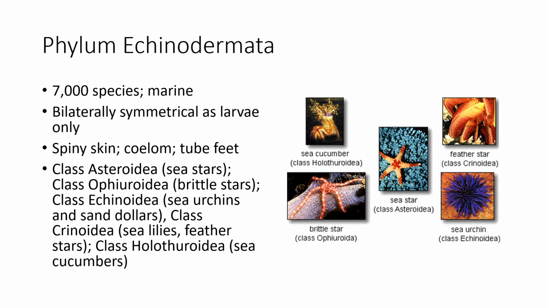You have these different classes. Some of these may be familiar to you, and we'll see some of these in lab. The class Asteroidea are the sea stars. The class Ophiuroidea are the brittle stars. The class Echinoidea are the sea urchins and sand dollars. Your class Crinoidea are your sea lilies and feather stars. And your class Holothuroidea are your sea cucumbers.